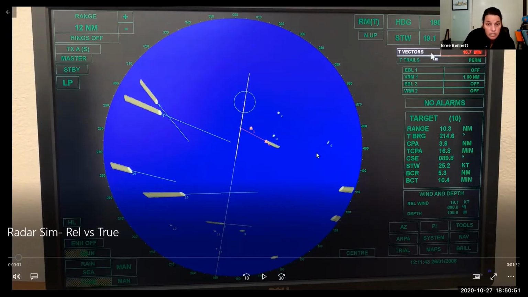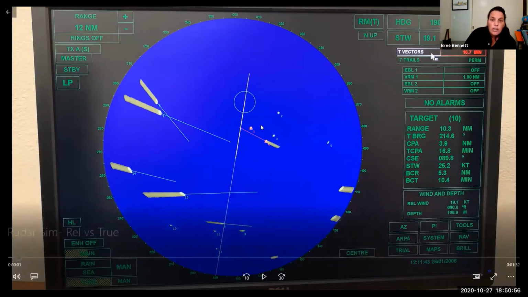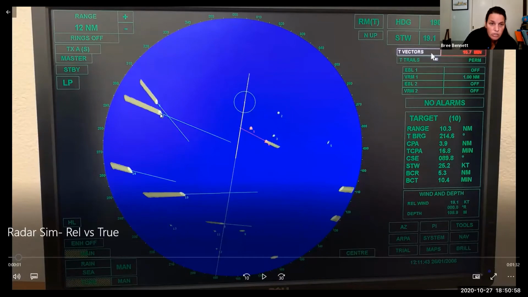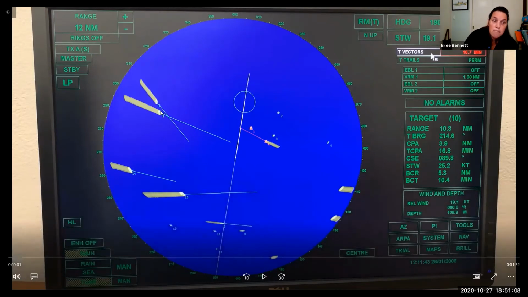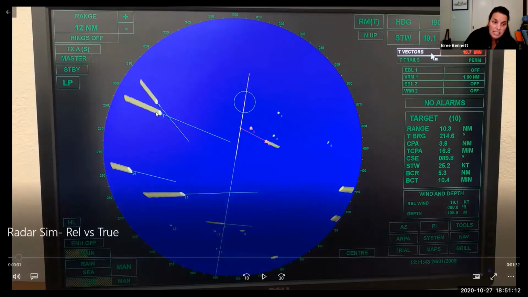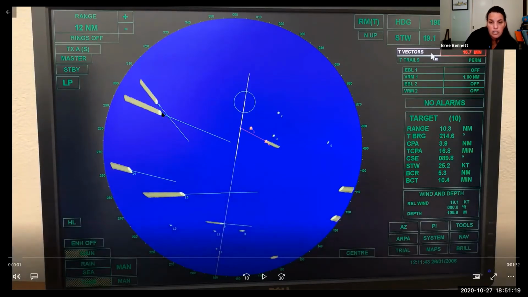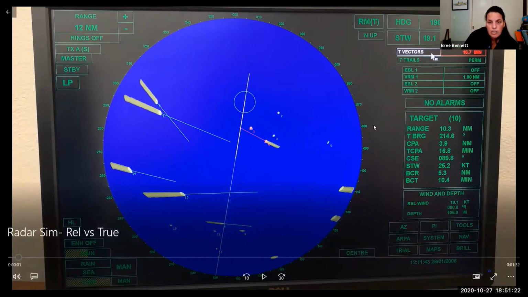When you're measuring a target and transferring it to the paper plotter, you want to measure the bearing to the middle of the target, and then the range to the very edge. Not a lot of people like to do the middle for both and just average it out, but you want to do what's closest to you, which would be what's closest to the center. Any questions on what I'm looking at here?